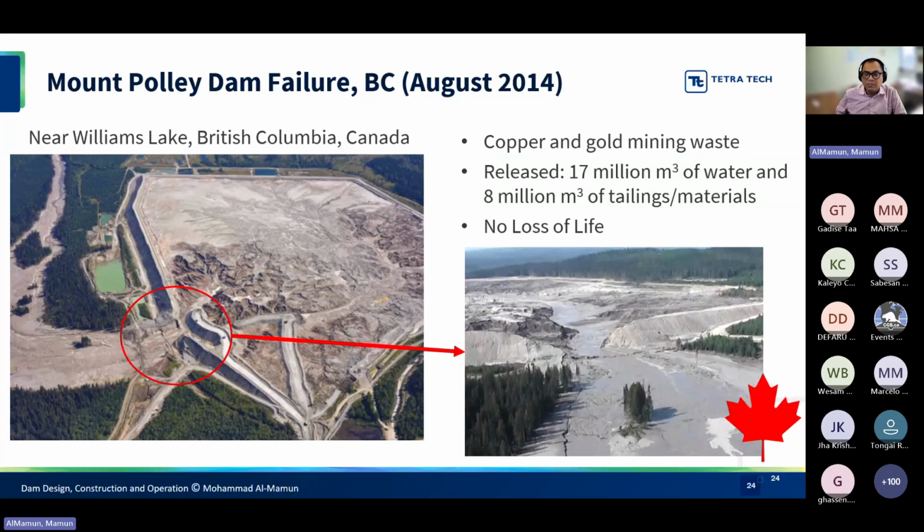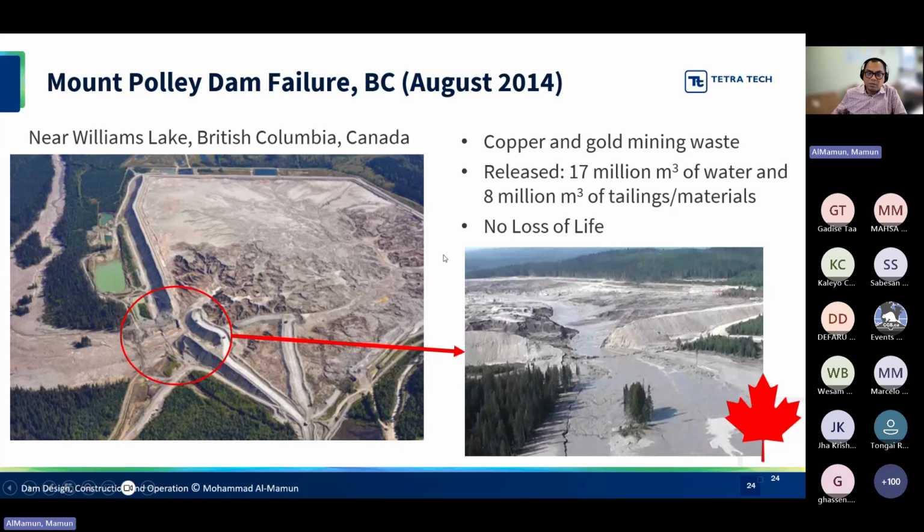Now, if you are in the dam industry or keep an eye on it, one of the recent failures that made worldwide news is the Mount Polley Dam failure. It's a tailings facility in British Columbia that supports a copper and gold mine. 17 million cubic meters of water and 8 million cubic meters of tailings material were lost. There was no loss of life, but there was damage to the nearby water bodies and the environment.